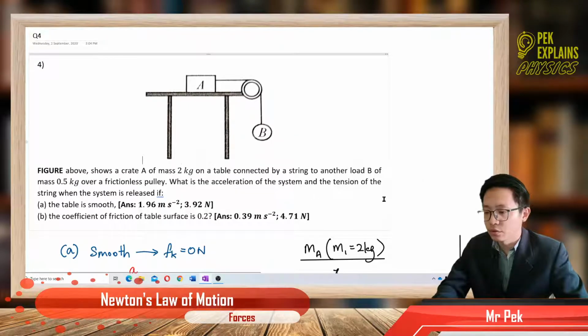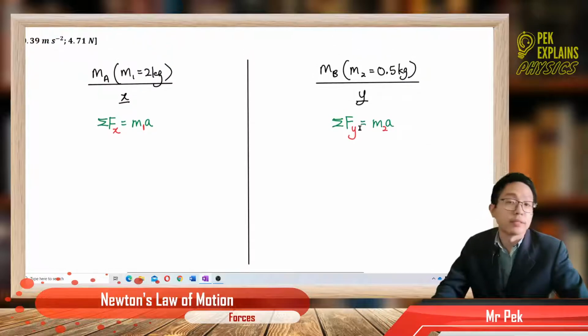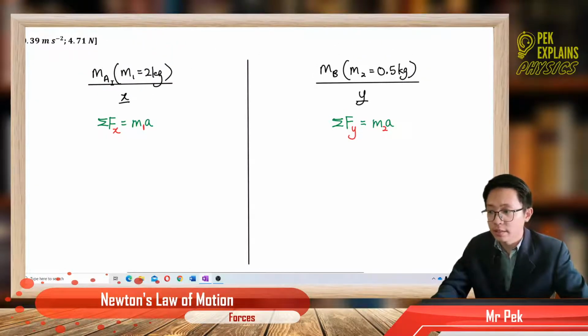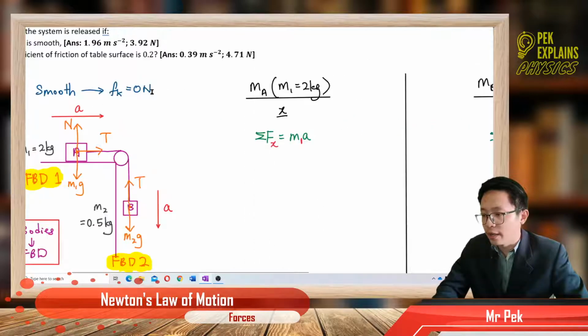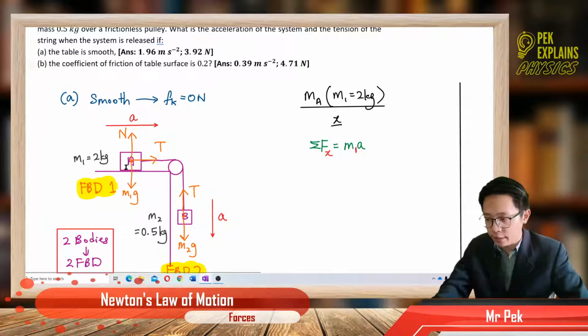Let us do some calculation. Now we have two bodies. So we must separate into two bodies, mA and mB. mA is mass 1, 2 kg. Mass B is 0.5 kg, mass 2. Now for mass 1, mass A, although it has two components, X and Y, we only use the X component. Because we no need to use the Y component because it has no friction.